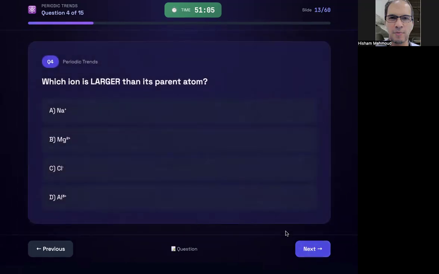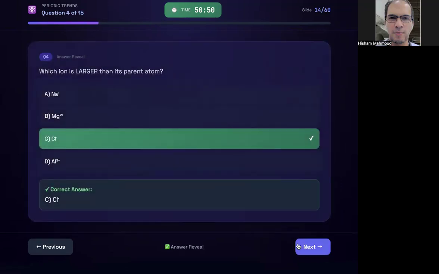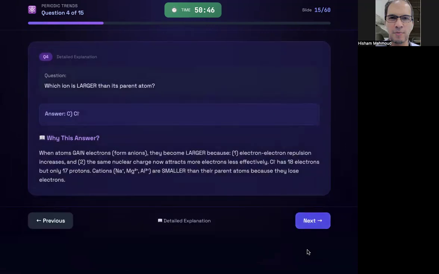Next question is, which ion is larger than its parent atom? Sodium or magnesium or chlorine or aluminum? Let's try to imagine some ions. When you add an electron or remove an electron, the size will be different. So what is the answer? Answer is chloride. Cl minus is a chloride. It's larger than its parent atom. Let's see why is that.